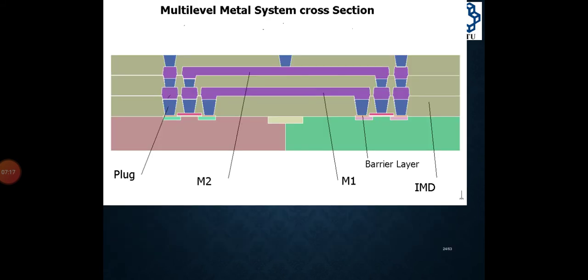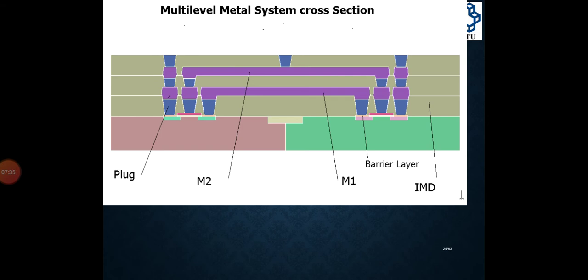This is the whole summary of the metals. Here is plug, metal 1, metal 2, and IMD layer. These are the IMD layers, the brownish color. These are the IMD layers, and the blue color is what we fill the area with.